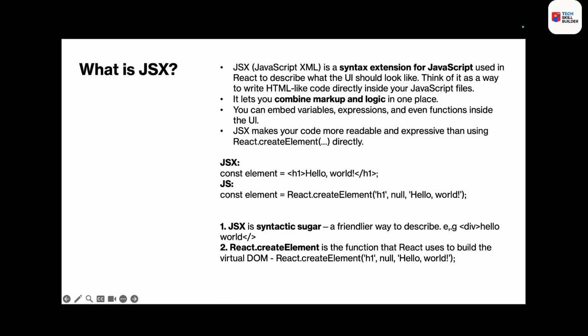Before creating the application, we'll first understand what is JSX. So JSX is JavaScript XML, a syntax extension for JavaScript used in React to describe what UI should look like. Think of it as a way to write HTML-like code directly inside your JavaScript file. It lets you combine markup and logic in one place. You can embed variables, expressions, and even functions inside the UI. JSX makes your code more readable and expressive than using React.createElement directly. So React.createElement is JavaScript syntax, and JSX is like your tags, div tag, h1 tag. It's like HTML tags that we can directly use in our JavaScript code in React. So that is called JSX.